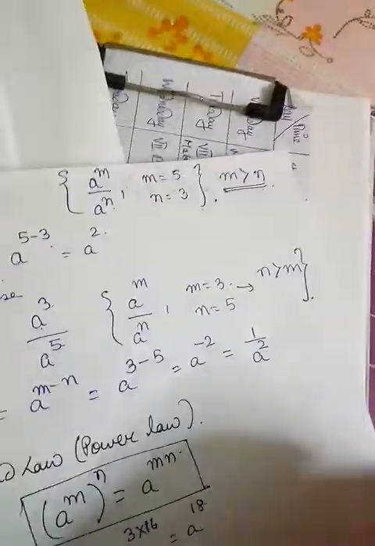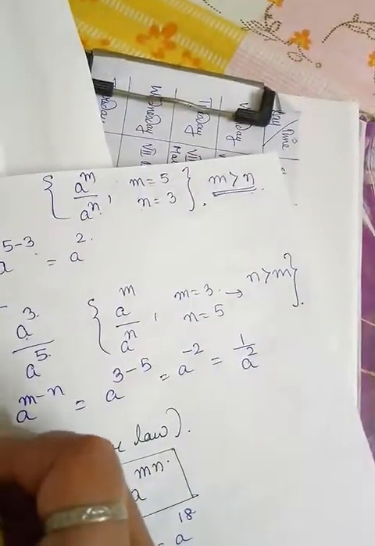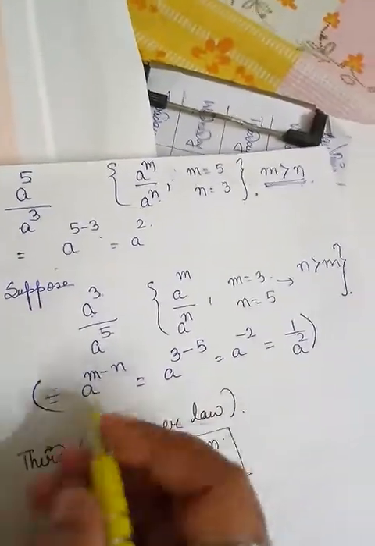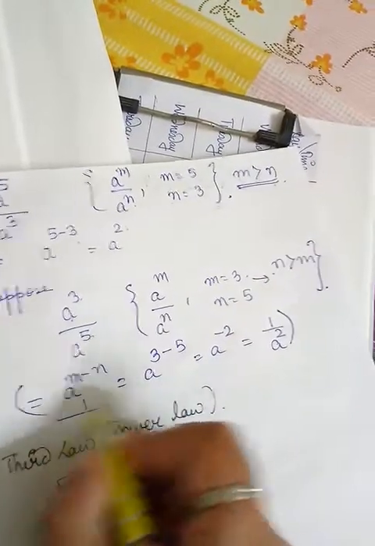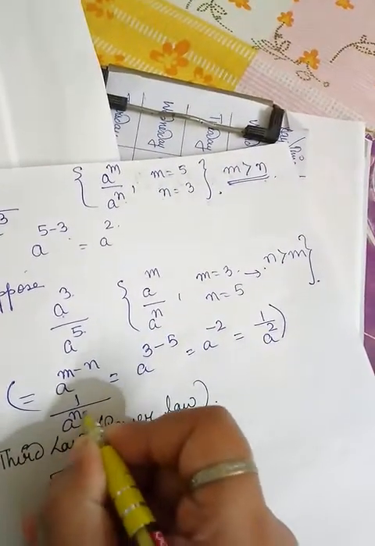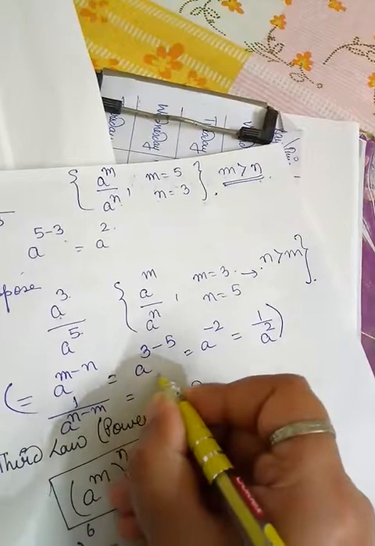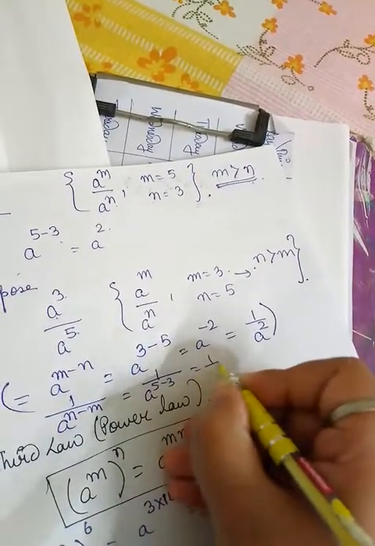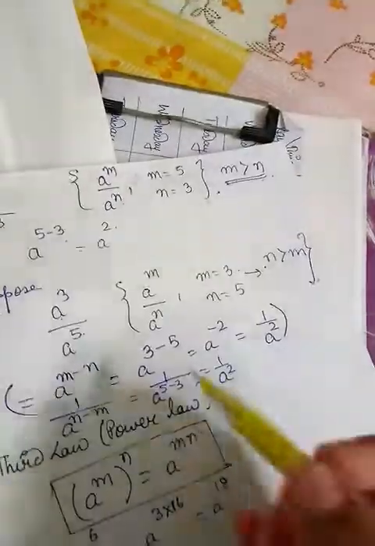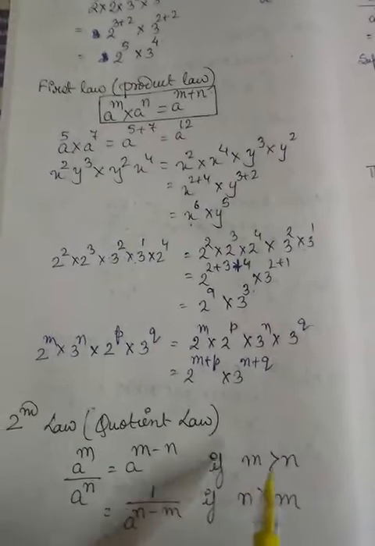And this is the reason why we write it and put it in bracket, because this was the explanation part. This was the only reason when n is greater than m, we write it as 1 by a to the power n minus m, because ultimately we will have 1 by a to the power 5 minus 3, which will be equal to 1 by a square. So this is what I wanted to show, the two cases, what happens when m is greater than n and n is greater than m.